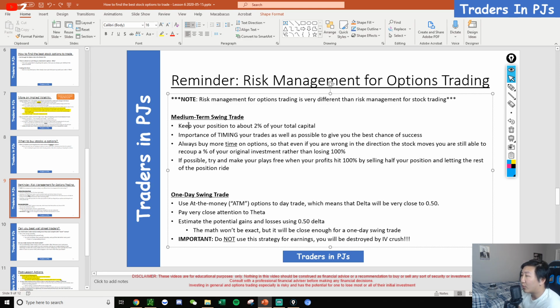So when you want to do 1 day swing trades, it's actually better to buy less time, unfortunately, but you will be destroyed by theta, so be very careful.